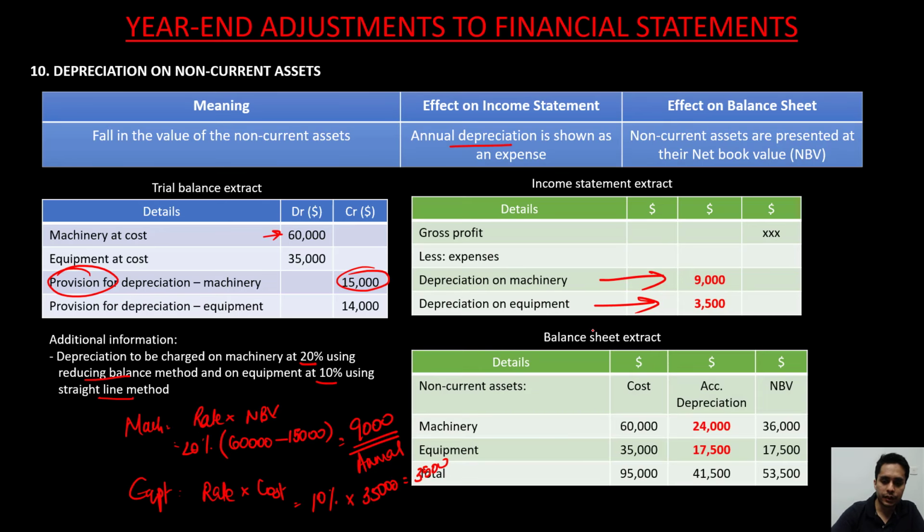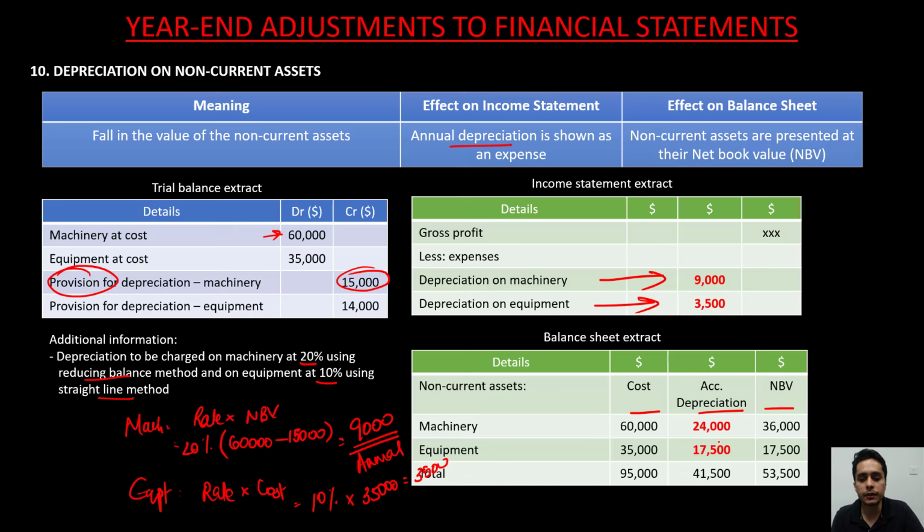Now in my balance sheet, many students get confused here. Under non-current assets, I need to show these details for every non-current asset I hold, which is the cost of the asset, accumulated depreciation and the net book value. Now under cost of the asset, obviously we'll pick it up from the trial balance: machinery 60,000 and equipment 35,000.